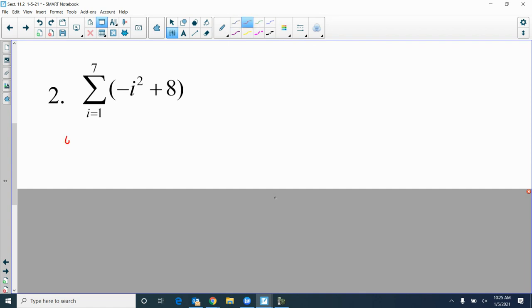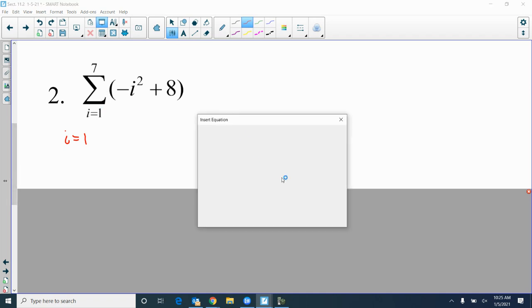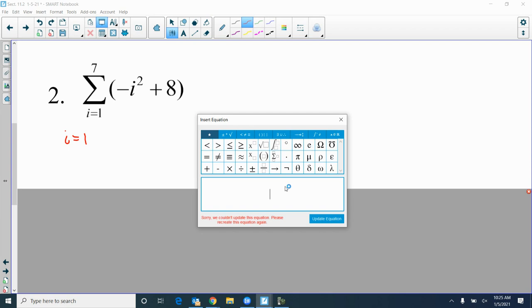So for I equals 1, Mr. Todd, on our paper, it says I equals 3. It does? Yeah. All right, so I mixed it up on you. All right, let's start at 3. Let's see, I wonder if I can switch this one. They didn't tell me that in the last class. They don't care. Sorry, we couldn't update the equation.